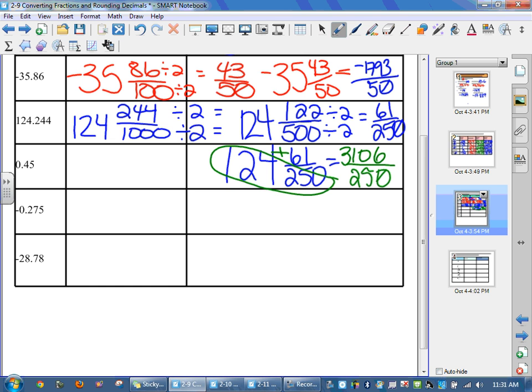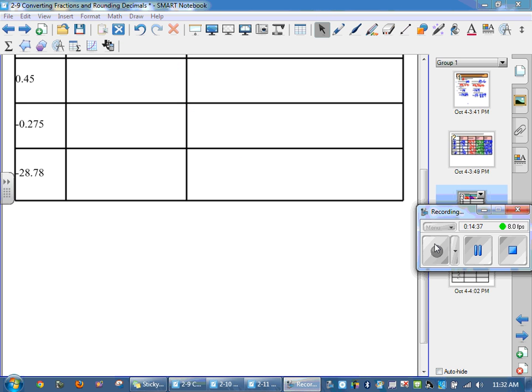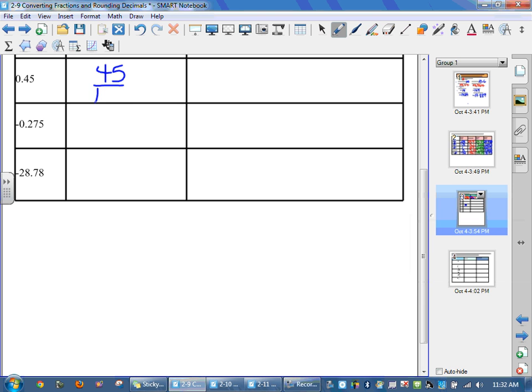Last 3 examples. There are 2 digits after the decimal, which means I'm going to have 2 zeros in the bottom. So I'm going to have 45 over 100. If it ends in a 5, what number do I always divide by first? 5. Good. So I can divide both of those by 5. So divide by 5. And I'm going to get 9 over 20. Good. Lowest terms, I cannot go any lower. Let's look at the third one. It's negative, so it stays negative. 275, how many digits after the decimal?